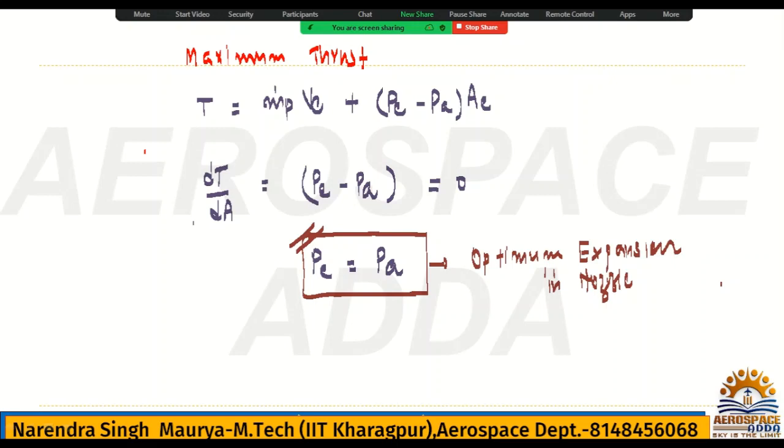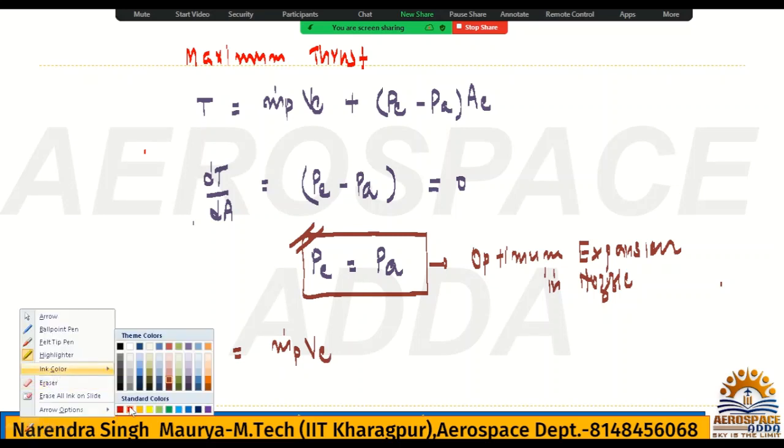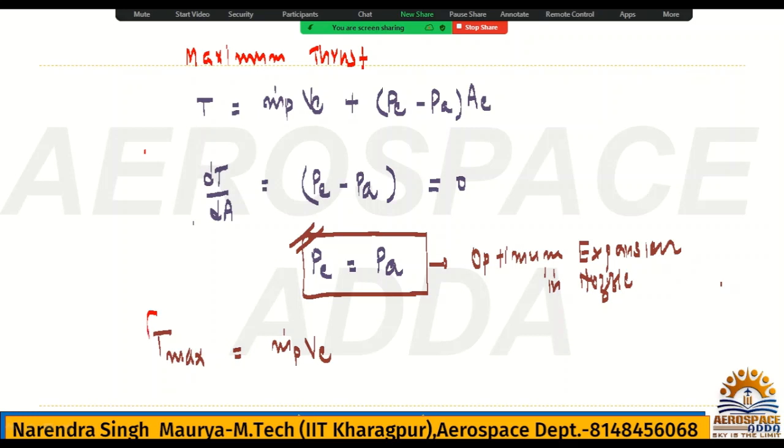Okay. So what is the value of maximum thrust? I can write T max. So T max is nothing but m dot p into VE now. Why? Because PE is equal to PA, so pressure thrust will be 0. So this value always remember. You need to remember this. This is very important.